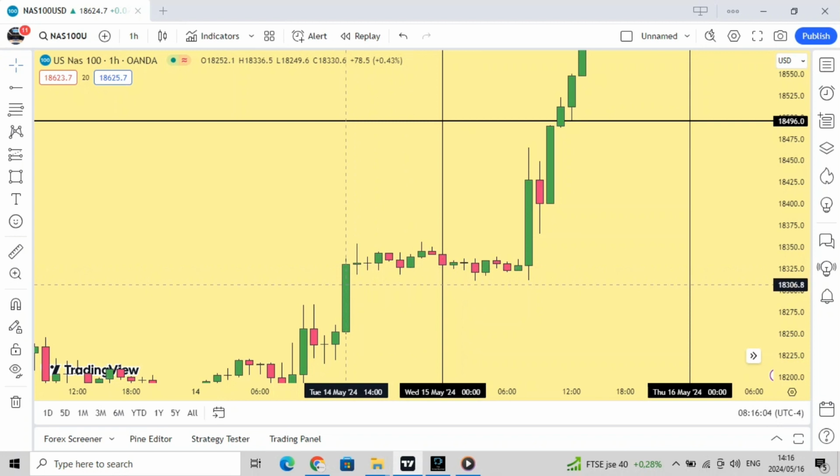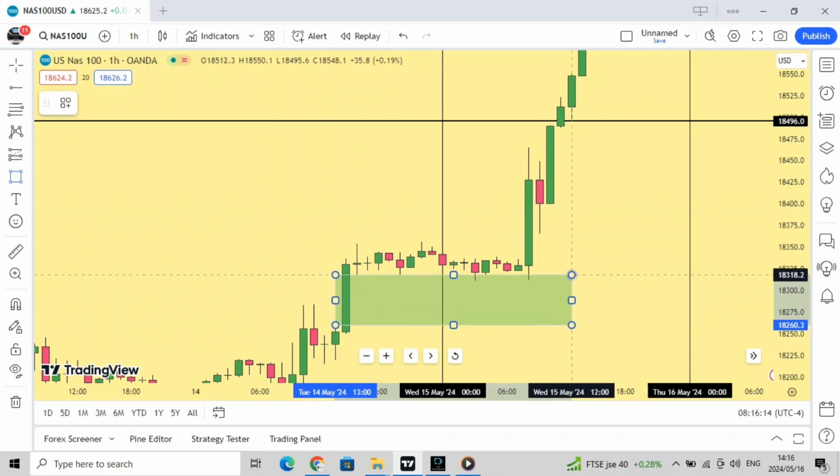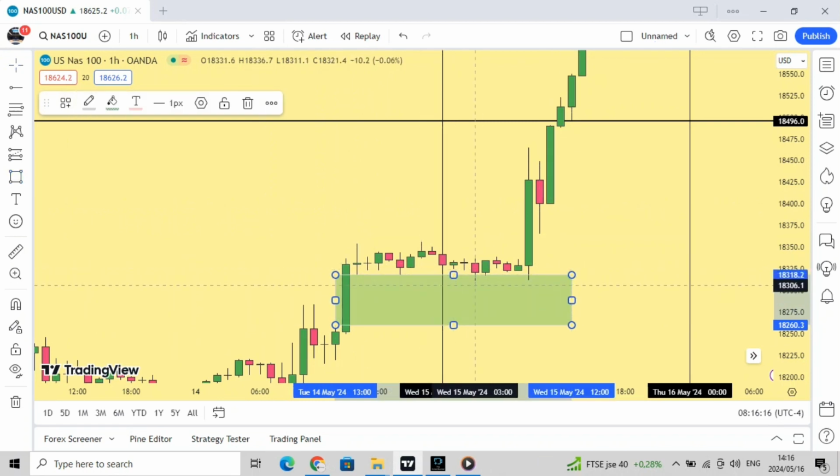New York time. And this isn't just an ordinary candle. This is the three candles that create a fair value gap. So I'll highlight that. And you'll see that price traded into the fair value gap or wicked into the fair value gap before moving higher.